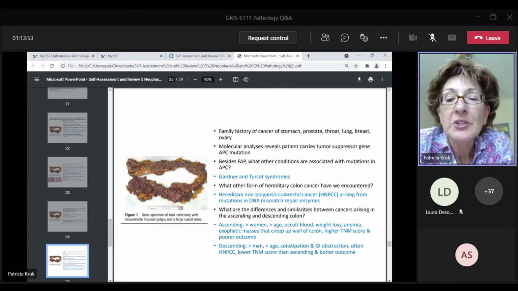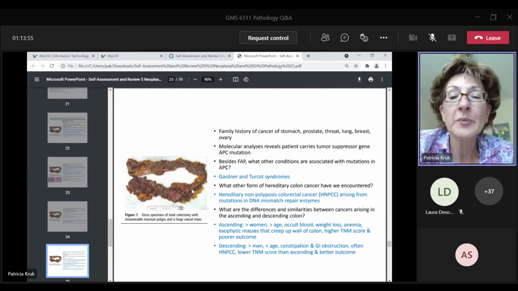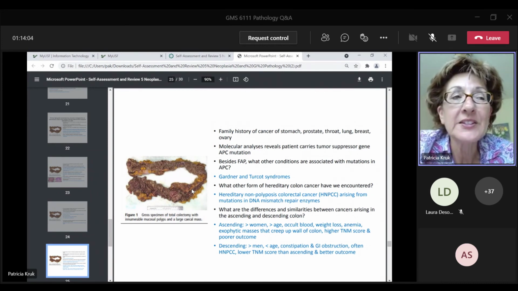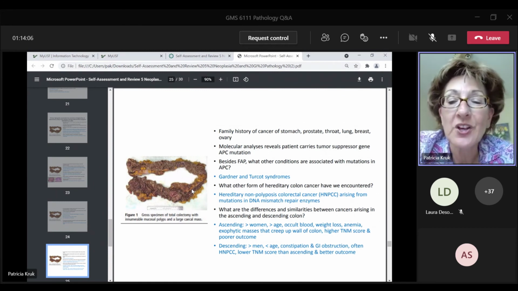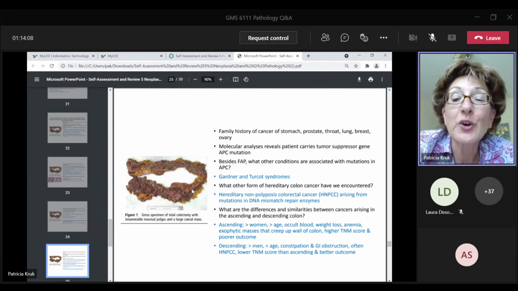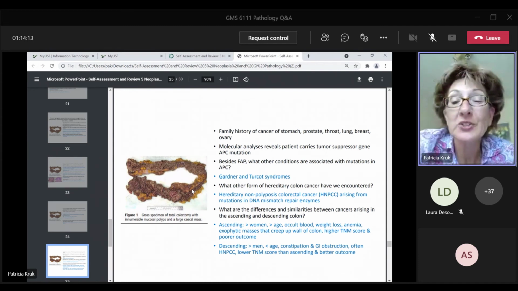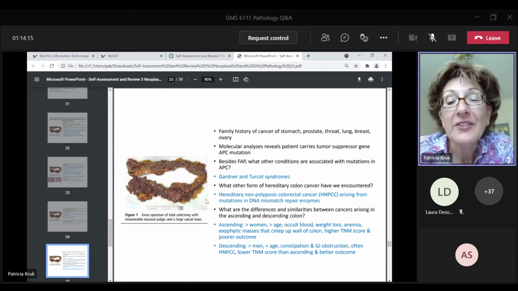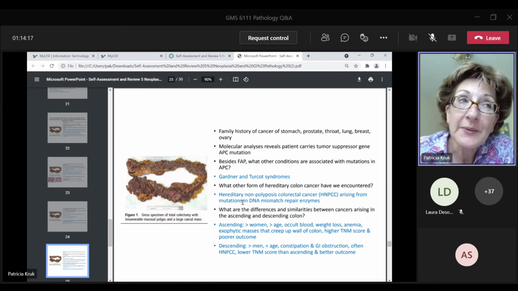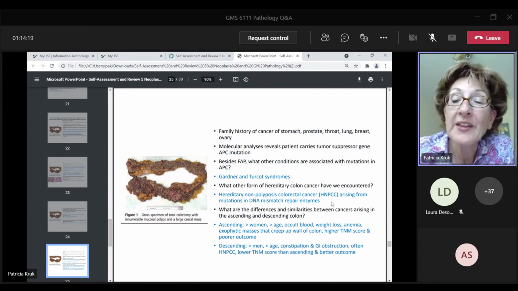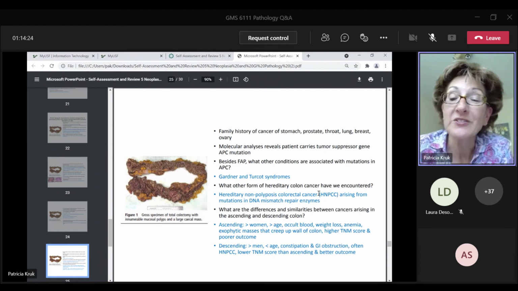So as I mentioned, FAP is a hereditary condition where patients inherit the risk to develop a lot of benign polyps. These are not inherited cancers. On the other hand, the other hereditary form of colon cancer is that of patients who inherit the genes that are mutated in DNA mismatch repair, and that condition is called hereditary non-polyposis colorectal cancer.